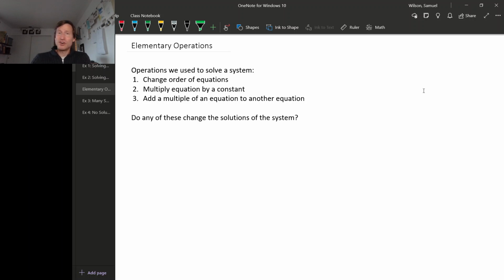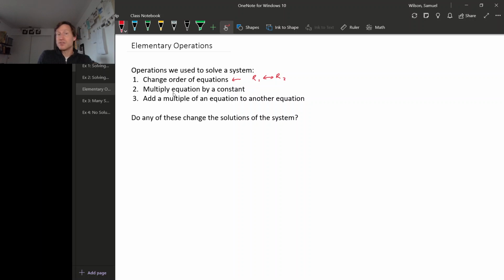When we actually solved systems of linear equations using row operations, there were three operations that we ended up using. So we changed the order of the equations. We just interchanged rows. Remember, our notation for that was something like this: row 1 switches with row 2.